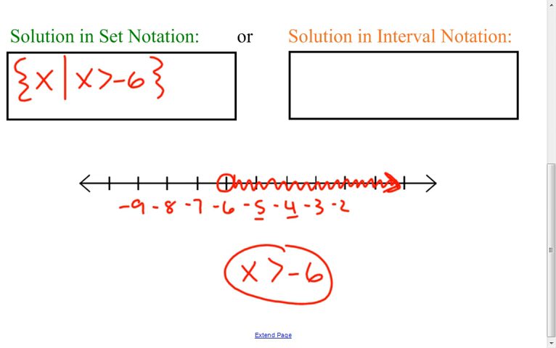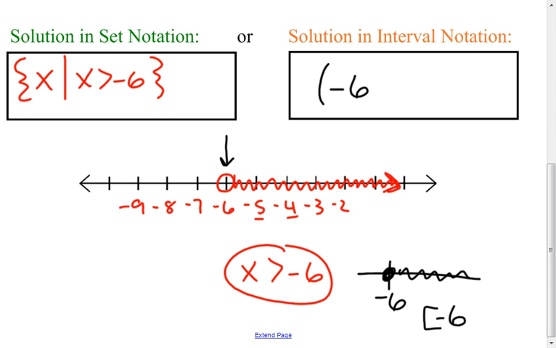In interval notation, you need to tell me where it's shaded. So in interval notation, I start shading right here. Notice though I have an open circle at negative 6. And because I have an open circle at negative 6, I am going to use a parenthesis here at negative 6. Had that circle been colored in at negative 6, then when I did my interval notation, I would start with a bracket that said negative 6. So, just so you know.